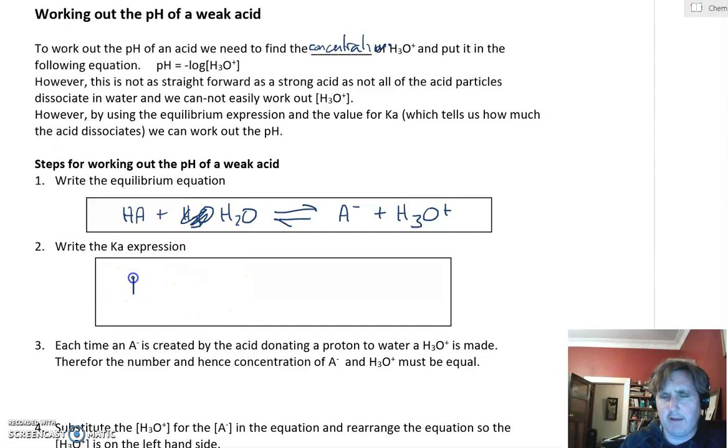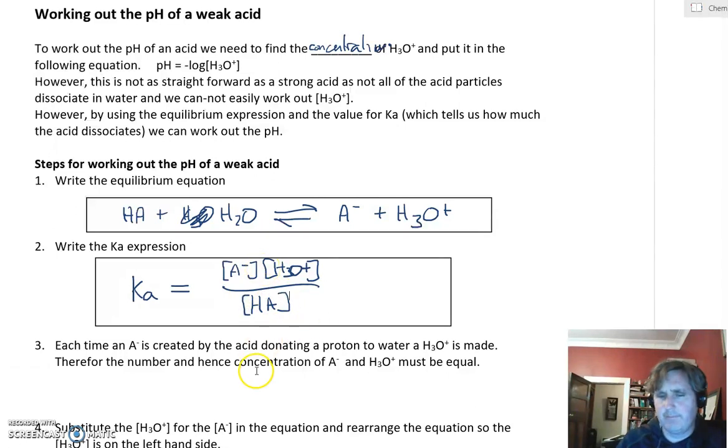So remember, we can write a Ka expression for this where the water is already included in the value of the Ka, so we never write it down in our expression. So we put the concentration of the conjugate base, A minus, and the hydronium ion, H3O plus, on top of the weak acid concentration.